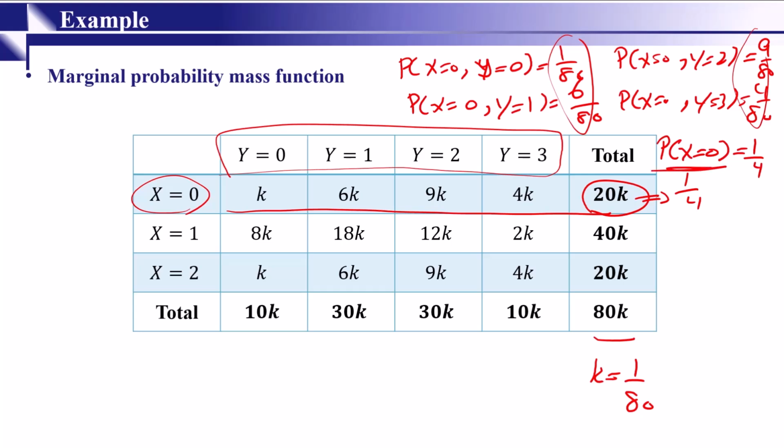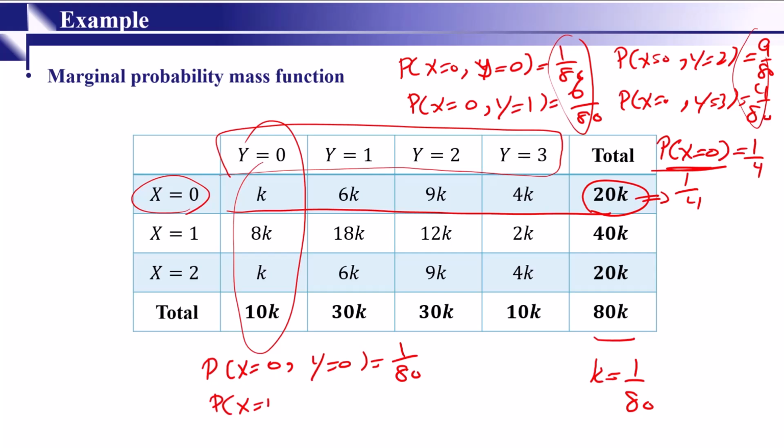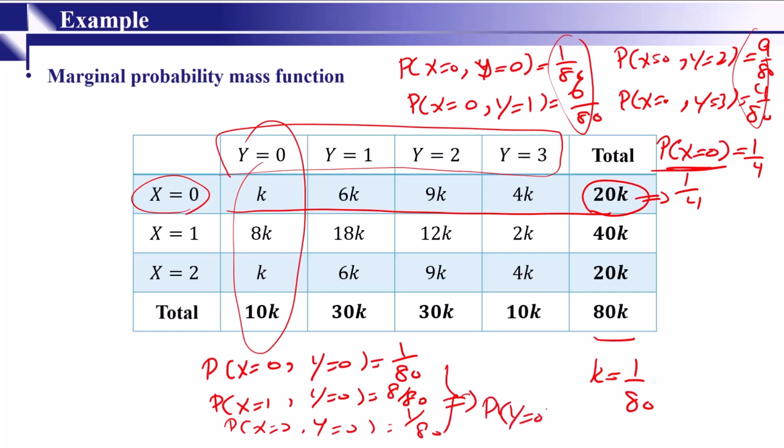And in the same way, for the first column here, we can do the same, right? So in here, we can write that the probability of X=0 and Y=0 is 1 by 80. The probability of X=1 and Y=0 is 8 by 80. And the probability of X=2 and Y=0 is 1 by 80, right? Then we can write here the marginal probability of Y=0 is this one, 1 by 8. This result 1 by 8 refers to the marginal probability of Y equal to 0.